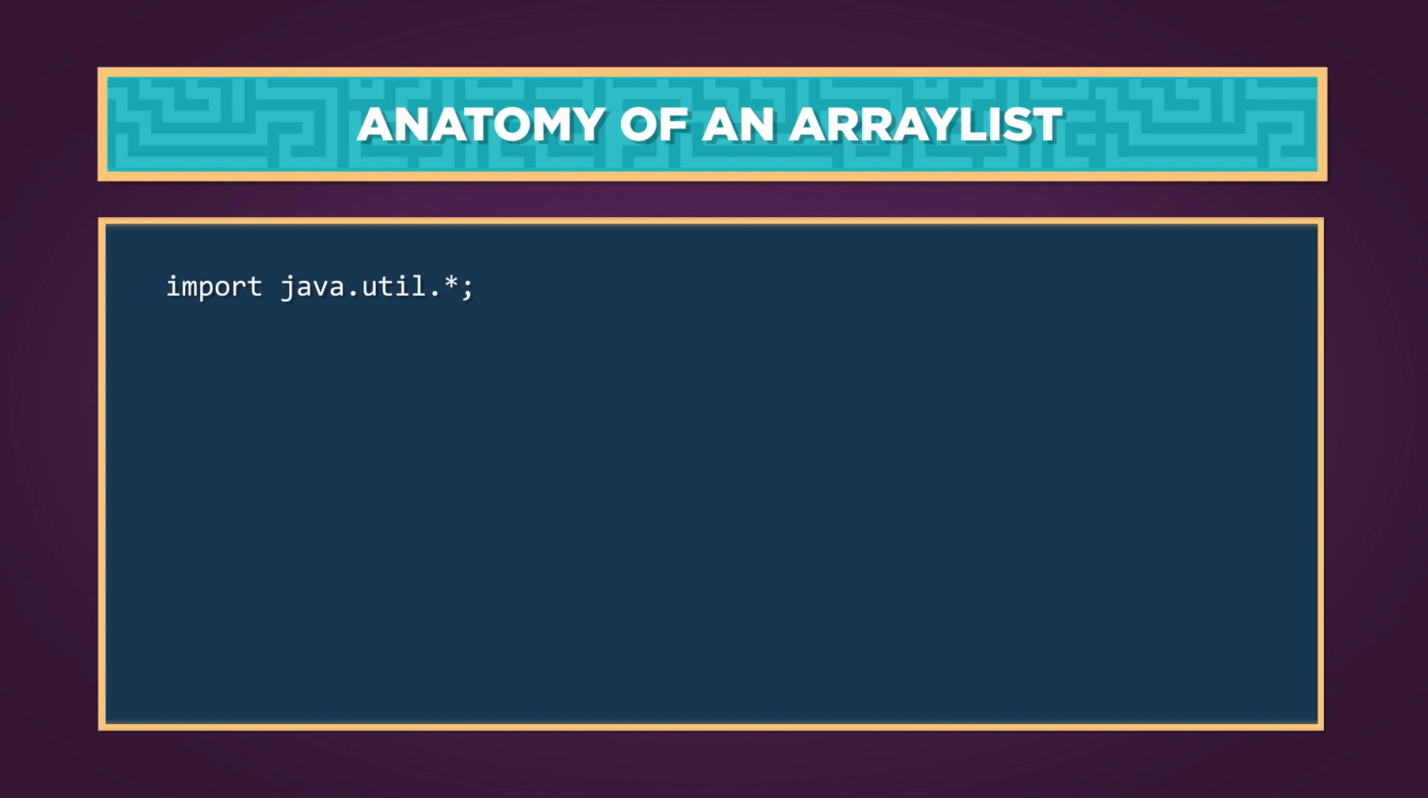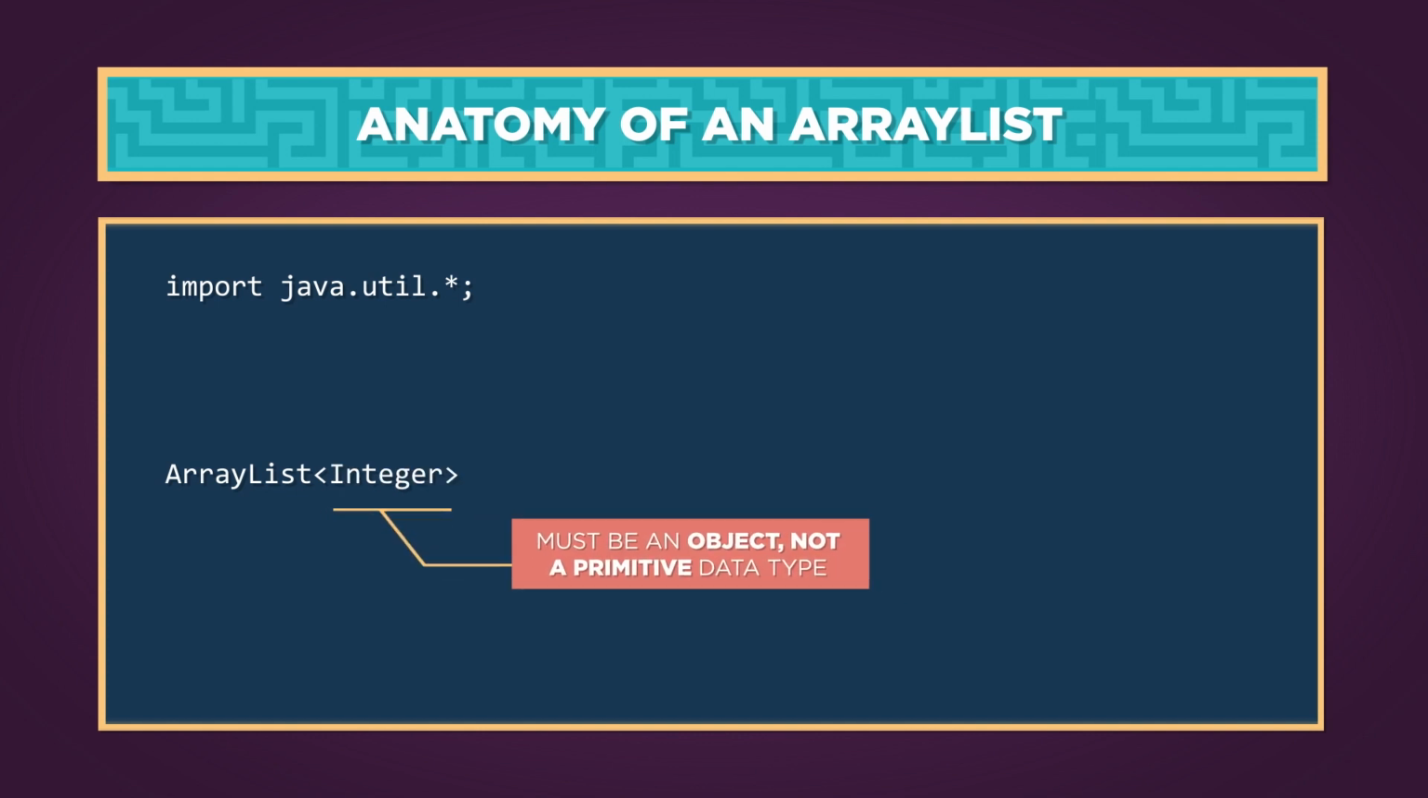Now, we can make the array list by typing ArrayList followed by a set of angle brackets. These angle brackets are where you specify the data type you want to store in the array list. Since we cannot use int, we have to use Integer. Let's call this list numberArray.